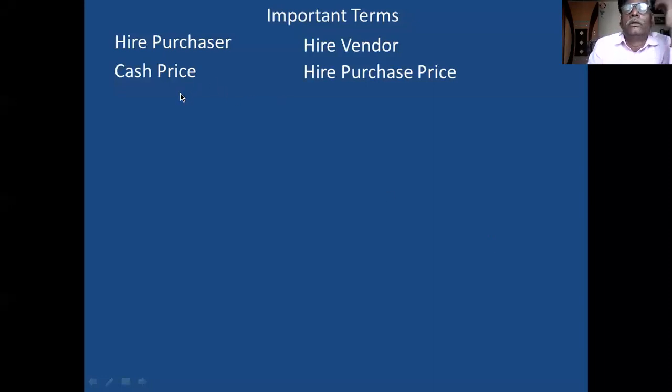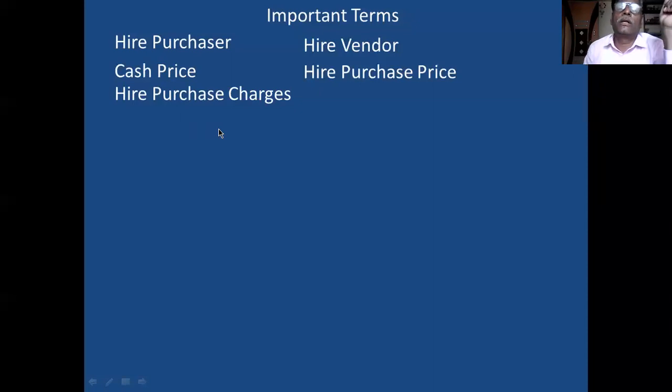Okay, cash price is the price which is only principal, not including the interest, and hire purchase price is the price which is including interest. Hire purchase price is more than cash price. Remember this point. Hire purchase price is more than cash price because hire purchase price includes the interest and cash price does not include the interest. This is the point, remember.